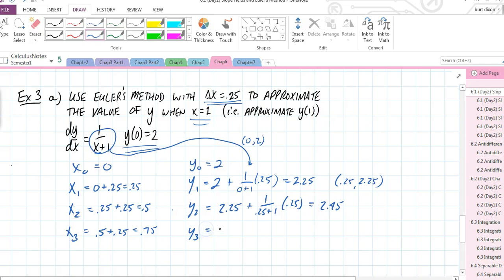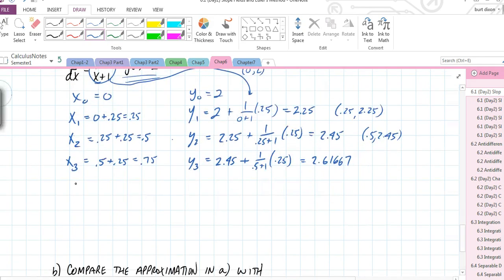Our new y value is the previous y value, 2.45, plus the slope at the previous point. Now remember, our previous point is 0.5, 2.45. So our new slope is 1 over x plus 1, so that's 1 over 0.5 plus 1 times our change in x, and now we have 2.61667. One more step and we'll be there.